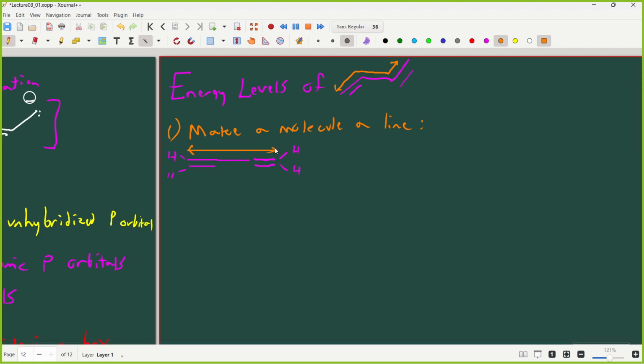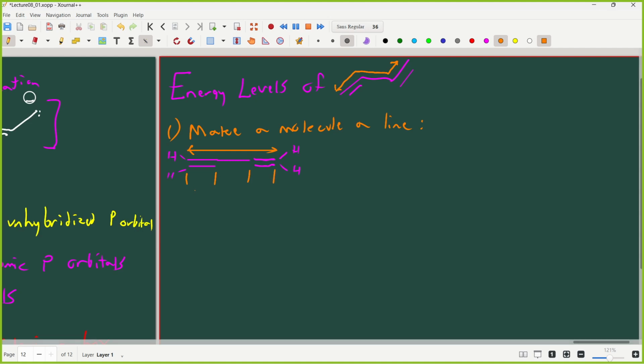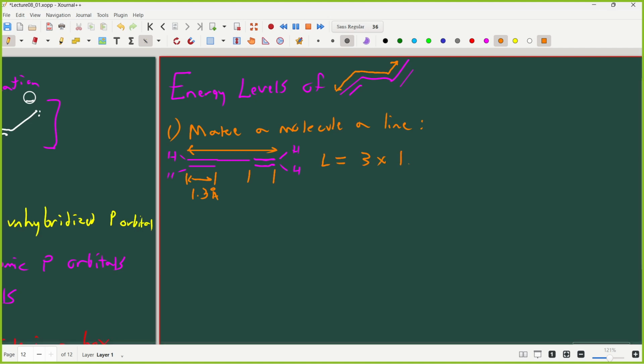Okay, and what's the length of this line? Well, it's the length of approximately 3 carbon-carbon double bonds, right? And that's about 1.3 angstroms. So the total length of the molecule is 3 times 1.3 angstroms, or the pi system, rather. So the length of our box is this, and we'll just say it's roughly 4 angstroms. I think that makes things easier.